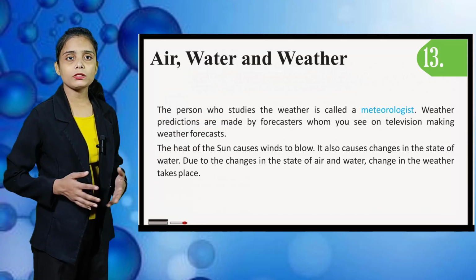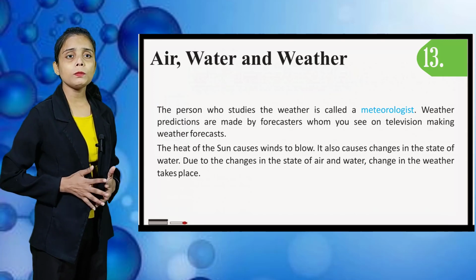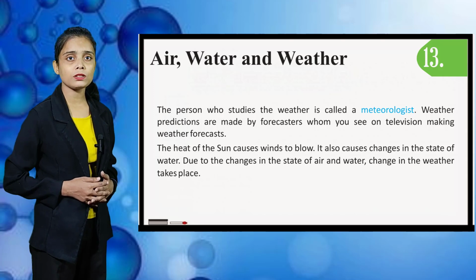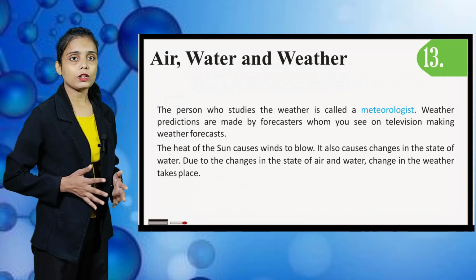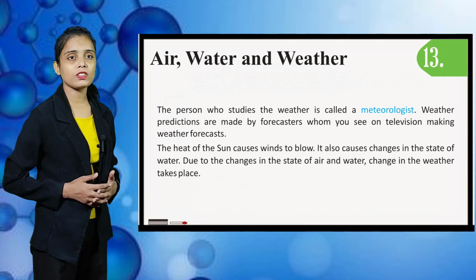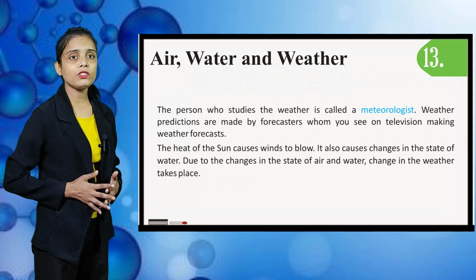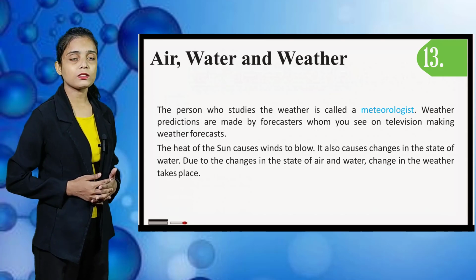So now the person who studies the weather is called a meteorologist. Weather predictions are made by forecasters whom you see on television making weather forecasts. The heat of the sun causes winds to blow. It also causes changes in the state of water. Due to the changes in the state of air and water, change in the weather takes place.